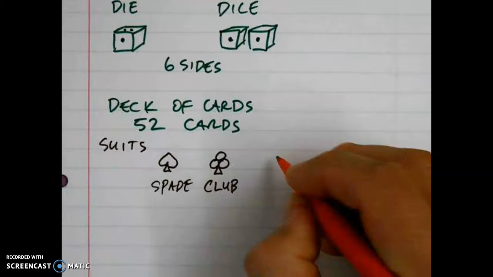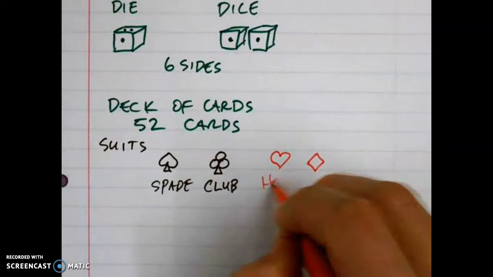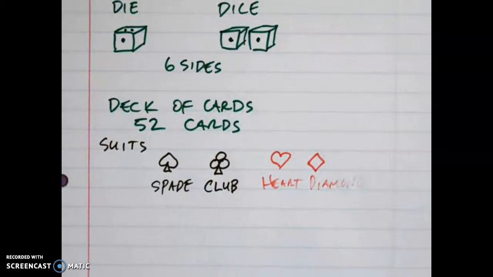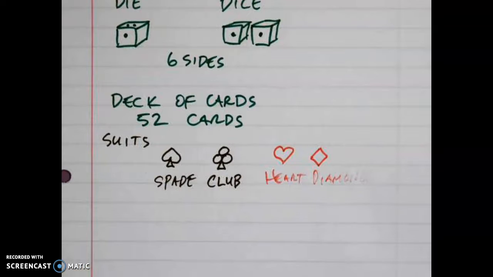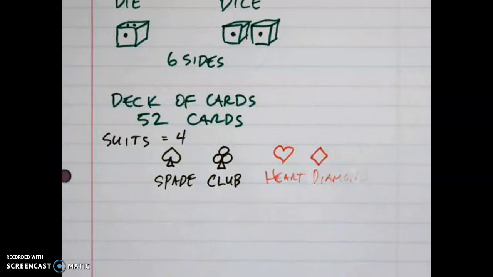And then we have hearts and diamonds. So we have spades, clubs, hearts, and diamonds. So you need to know that there are 4 suits. How many black cards are there then? Half the deck, which is 26. How many red cards are there? Again, half the deck. Okay? Does that make sense to you guys?